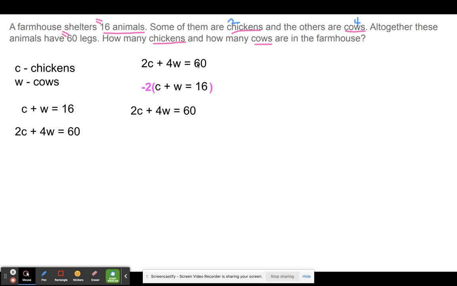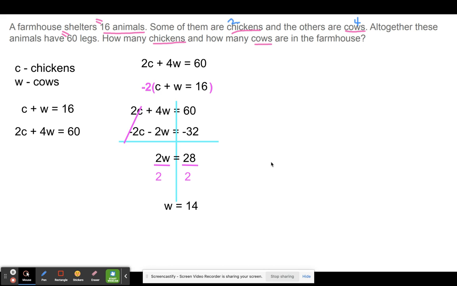Okay, so this first equation doesn't change. Now, remember, I have to multiply every term in the second equation. So now the 2 C's will cancel out. And now I add up the rest. So now 4W minus 2W is 2W. And then 60 minus 32 is 28. And then divide both sides by 2. And then W equals 14. So we got 14 cows.